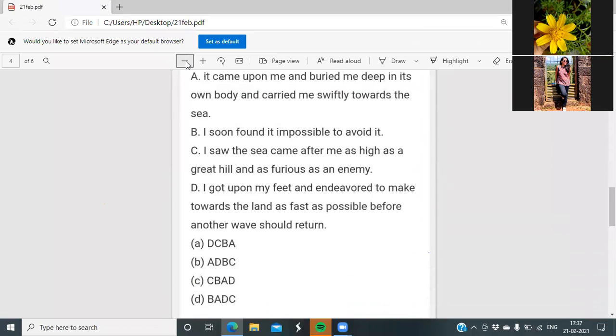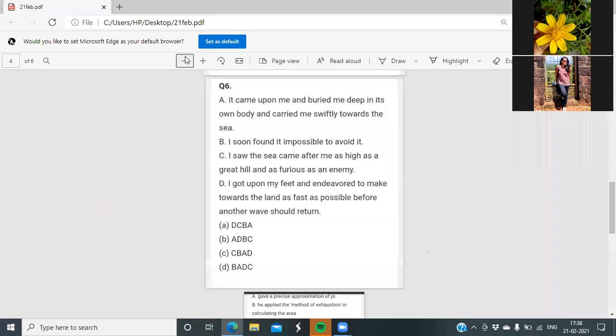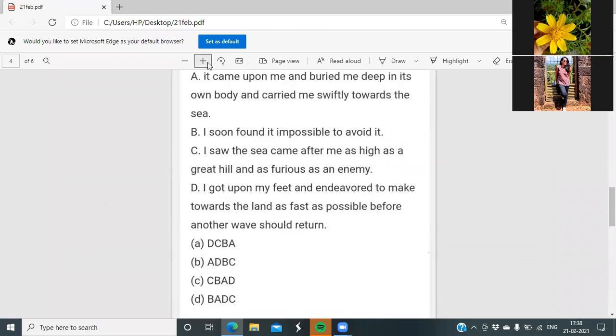Okay, so I'll be reading this. It came upon me and buried me deep in its own body and carried me swiftly towards the sea. I soon found it impossible to avoid it. I saw the sea came after me as high as a great hill and as furious as an enemy. I got upon my feet and endeavored to make towards the land as fast as possible before another wave should return. So we have the options. Ravindra, now it's perfect. We can see all the options clearly. What do you think? What's the correct answer?